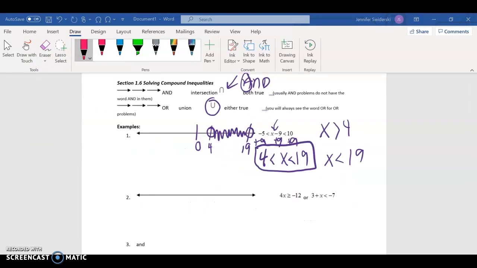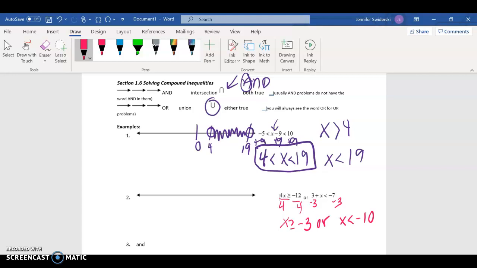Number 2, here's one of those or problems. So we have 4x is greater than or equal to -12, or 3 plus x is less than -7. So we need to solve these like two separate inequalities. Here I would divide both sides by 4. We're going to get x has to be greater than or equal to -3. Or I could subtract 3 on both sides, and we'll get x has to be less than -10.